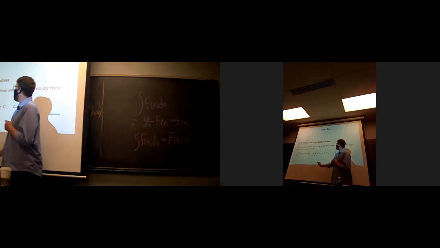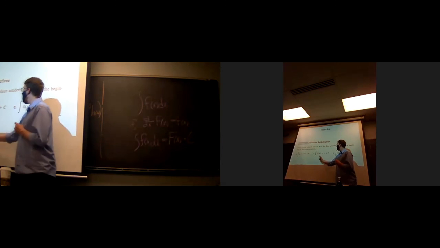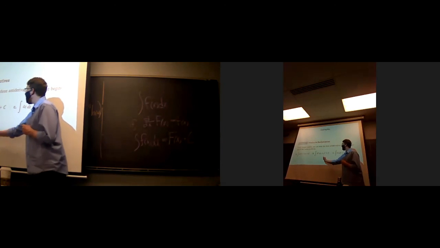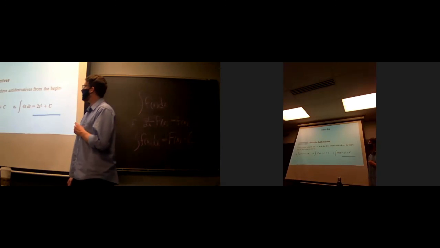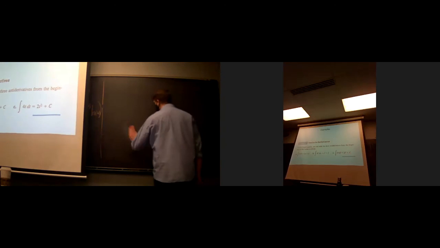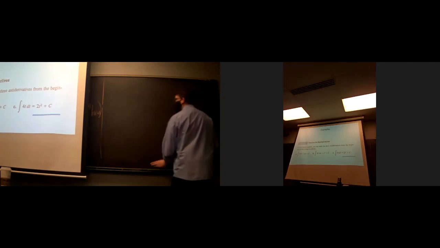So some points on notation. The integral of 2 with respect to x is equal to 2x plus c. The integral of 3x squared with respect to x is going to be x cubed plus c. The integral of 4t with respect to t is going to be 2t squared plus c. Now let's check this out for a quick second. Let's try to undo these integrals, these antiderivatives.